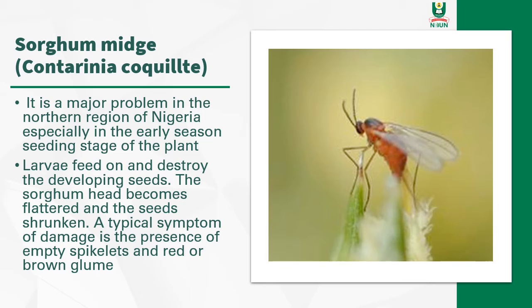So the sorghum head becomes flattened, and then the seeds are shrunken. So you do not have anything in the seed, it's practically empty, because they will just suck all the sap of the seed. So the seeds become flat and shrunken, and the spikelets are empty, and you see it with this red or brown color. So that is what this sorghum midge does to the sorghum plant. This is what it looks like here in the picture.